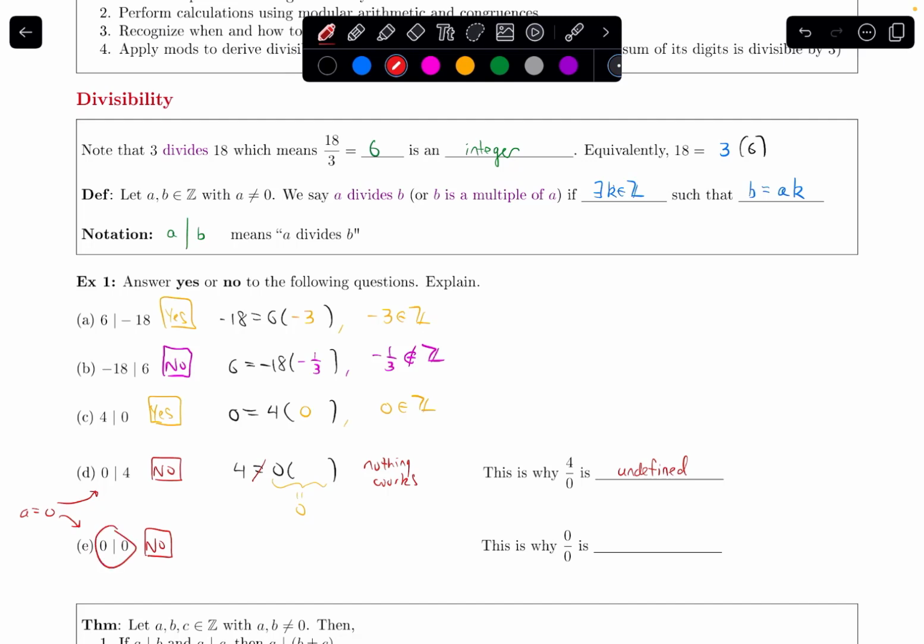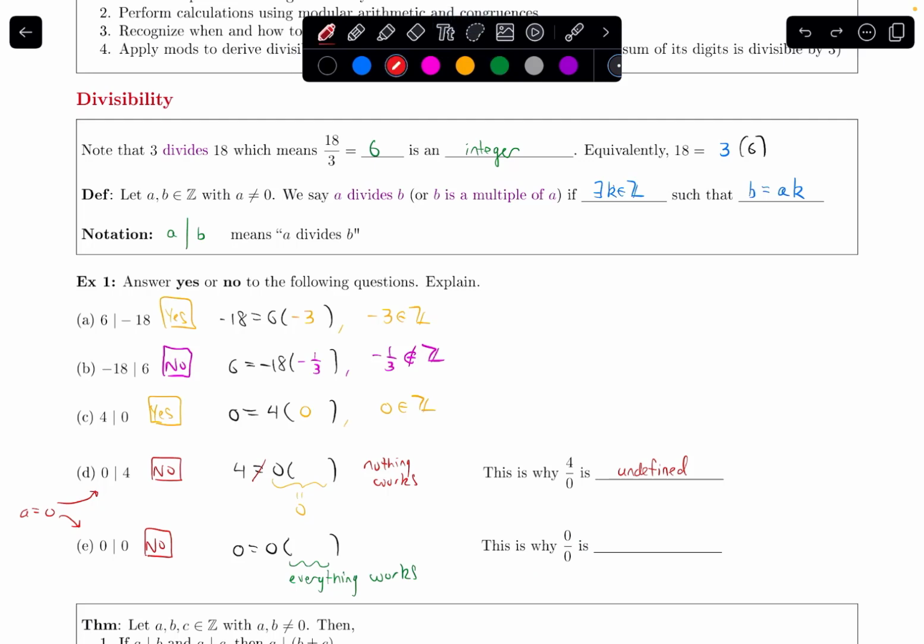If I do the same thing for 0 over 0, we'd have: does 0 equal 0 times something? But this time we have a different problem, which is that everything is going to work. Everything in the parentheses works. What that would mean is if I try to say what 0 over 0 is, the answer is everything. The problem then is that if I'm trying to find a value for 0 over 0, I can't just specify one value.